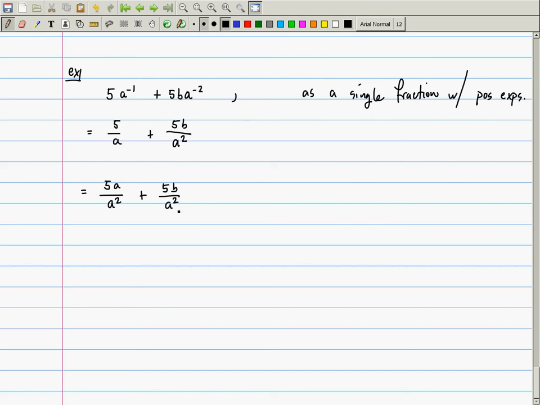So you can see now there's a common denominator so that you can perform the sum, and obtain that this is 5a plus 5b over a squared. And if I said additionally that you should factor it, then you could say that this is 5 times (a plus b) over a squared. Okay, so any question about this?